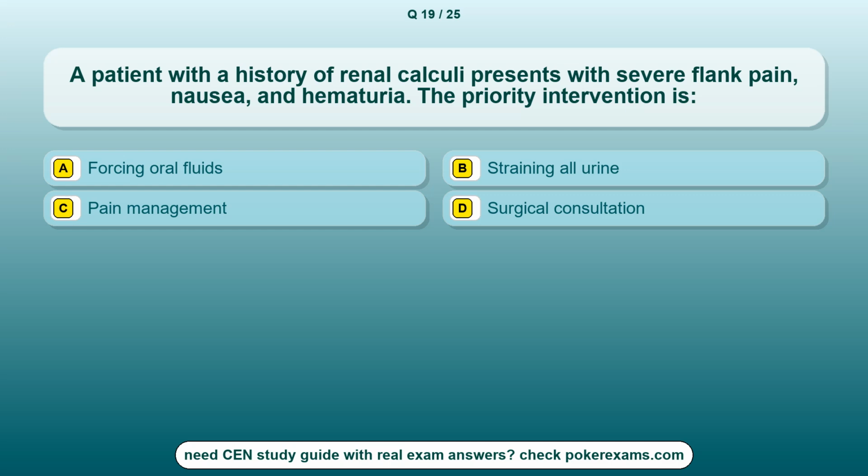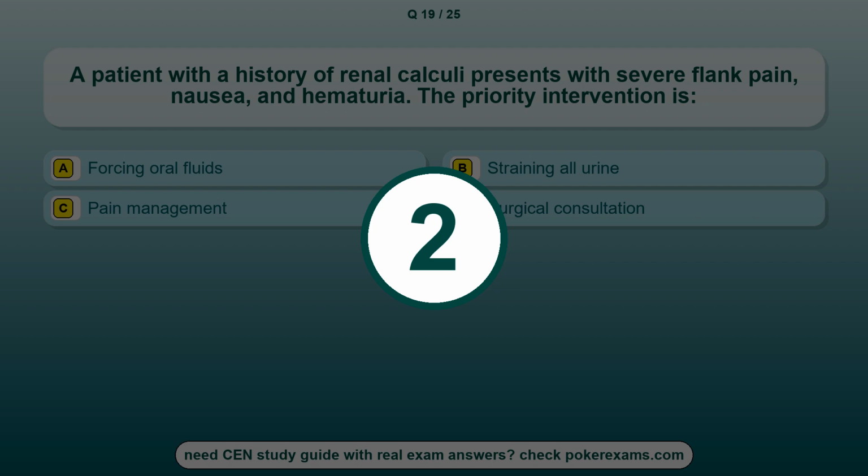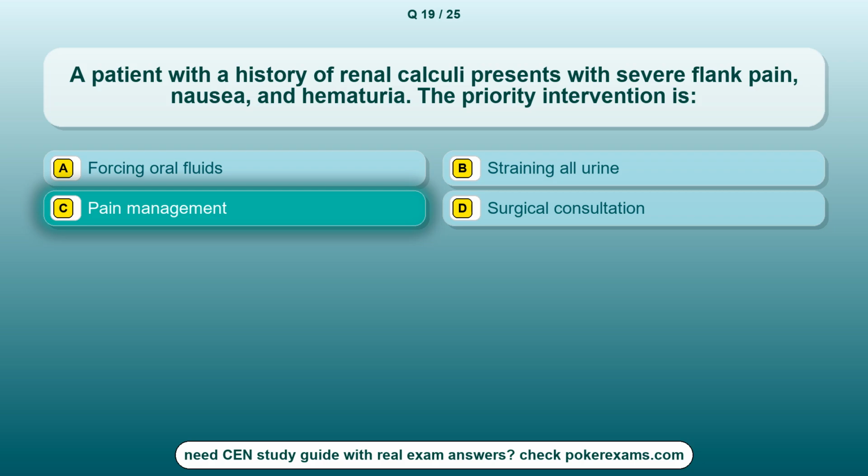Question 19. A patient with a history of renal calculi presents with severe flank pain, nausea, and hematuria. The priority intervention is option A, forcing oral fluids. Option B, straining all urine. Option C, pain management. Option D, surgical consultation. The correct answer is option C, pain management.